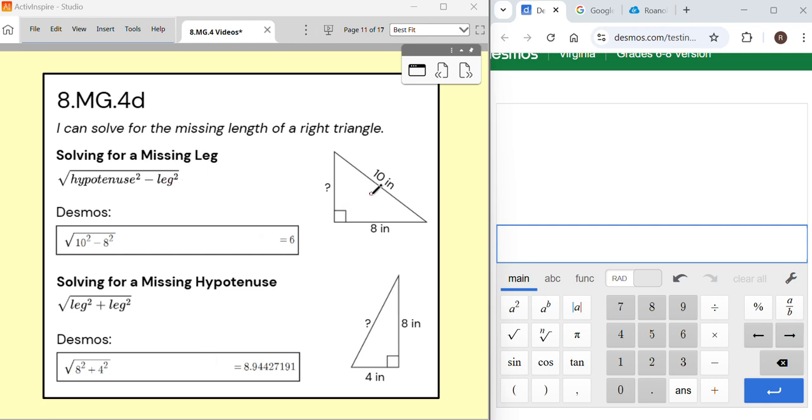My hypotenuse is across from the right angle, 10 squared minus the leg squared, which gave us 6. The one thing I would do is, does 6 make sense? Yes, it does, because 10, the hypotenuse, is the longest.